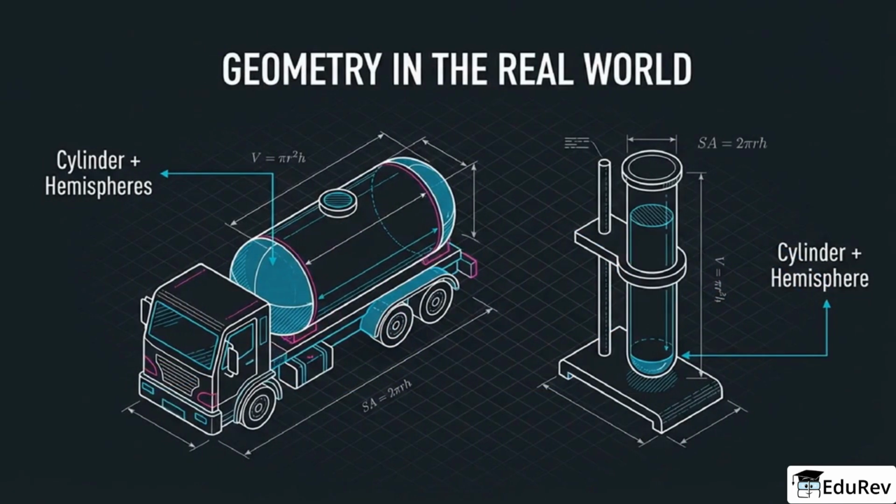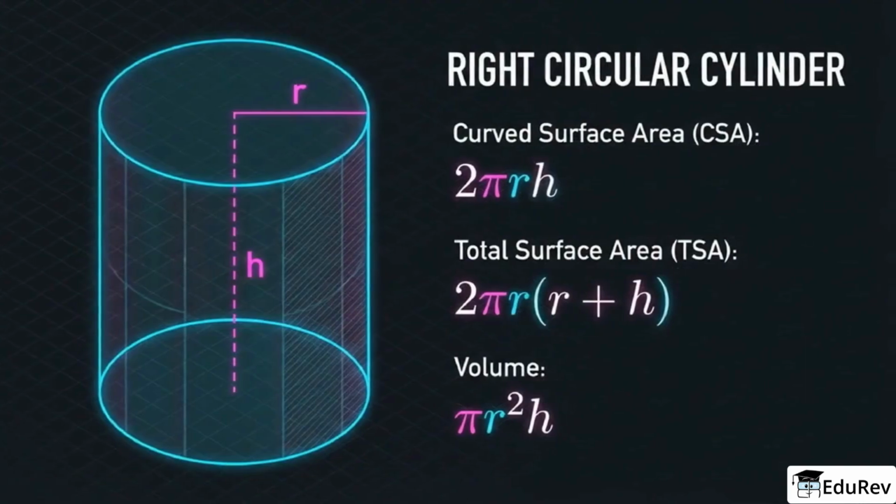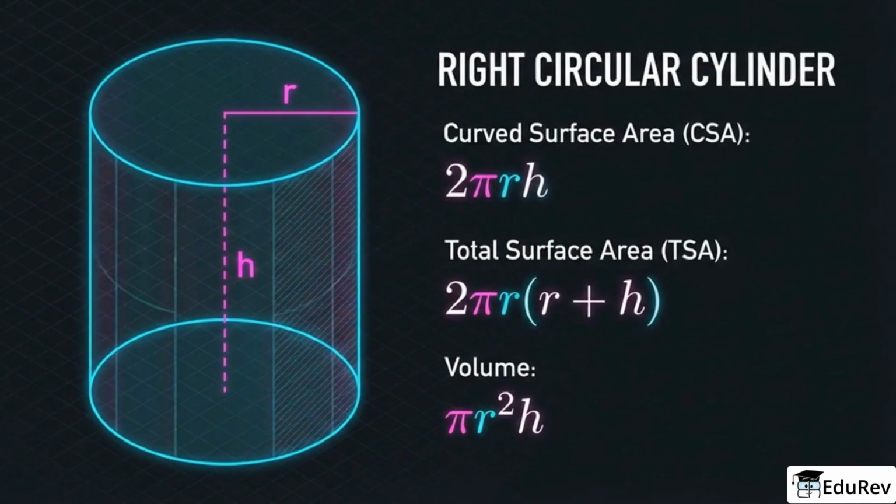When geometry meets the real world, we often model objects as combinations of simple solids. For example, toys, tanks, and domes can be seen as cylinders with hemispherical ends or cones on top. To find surface area in such cases, we add the relevant curved and flat surfaces. And for volume, we add the volumes of each part, being careful to exclude any surfaces that are hidden where parts join.